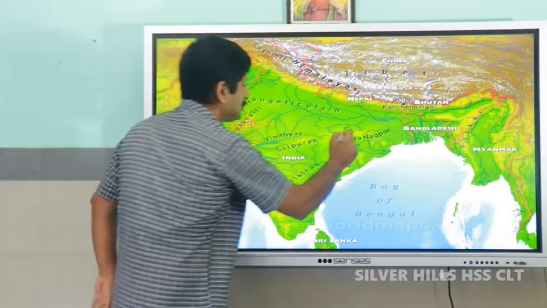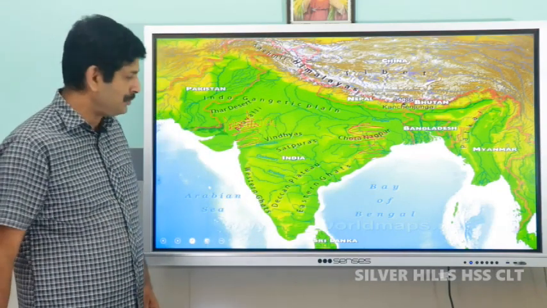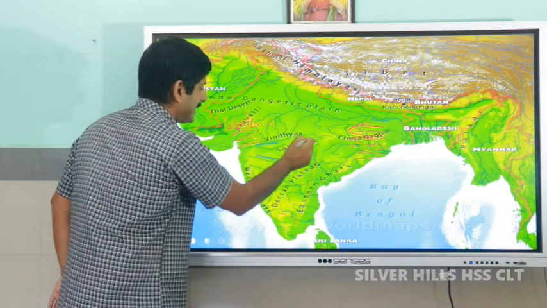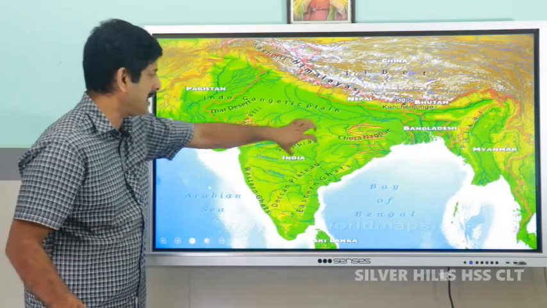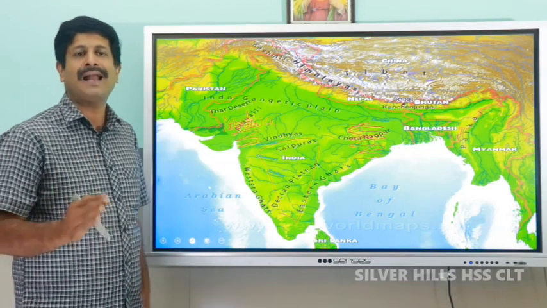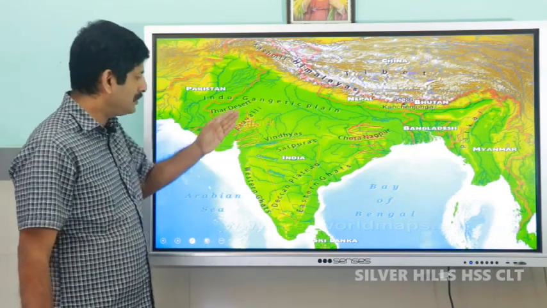Then we have the Chota Nagpur plateau. Then we have the Great Deccan plateau. These are the three important places. While we are going for the map, you people have to identify and label the Malwa plateau, the Deccan plateau and the Chota Nagpur plateau.